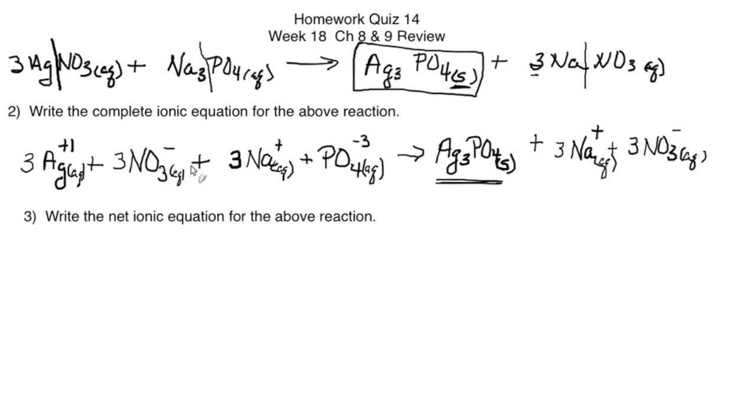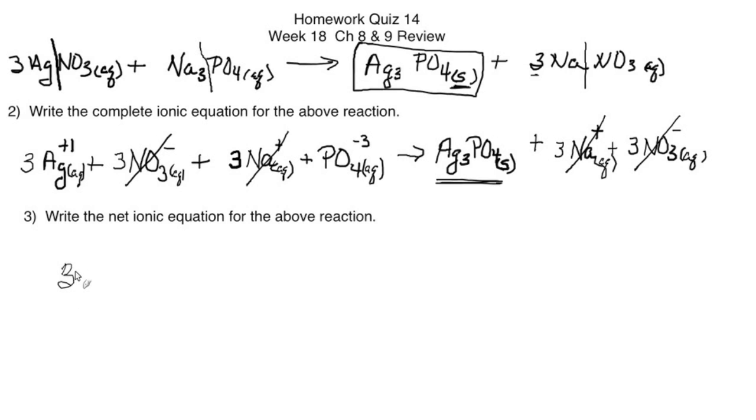So let's just go through first and get rid of the spectator ions. We have 3 NO3 here, and we have 3 NO3 here. And we have 3 Na+ here, and we have 3 Na+ here. Now once those are gone, everything else can be put down in the net ionic equation.